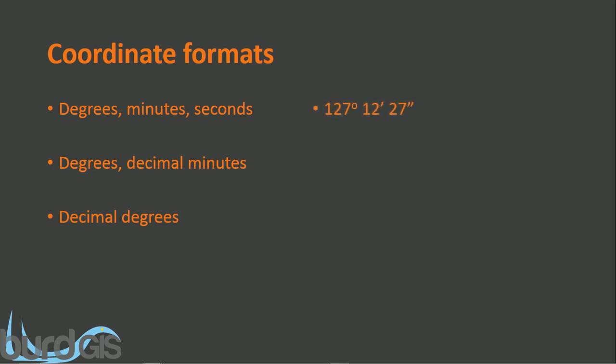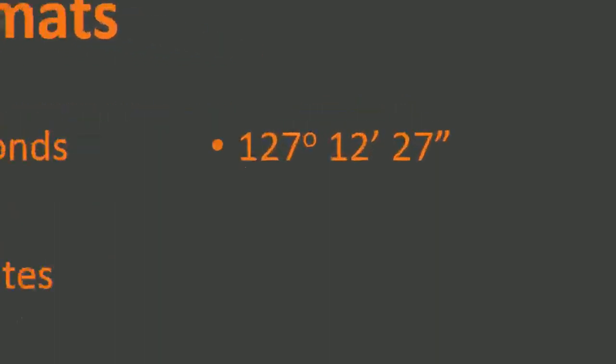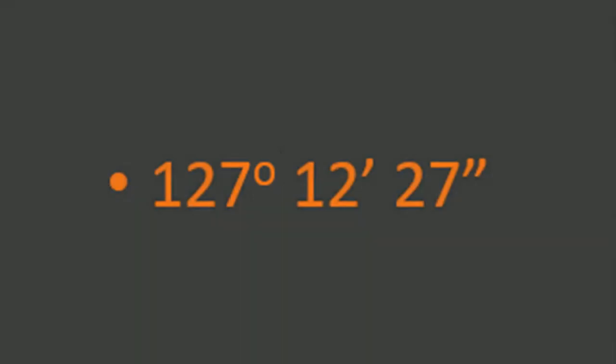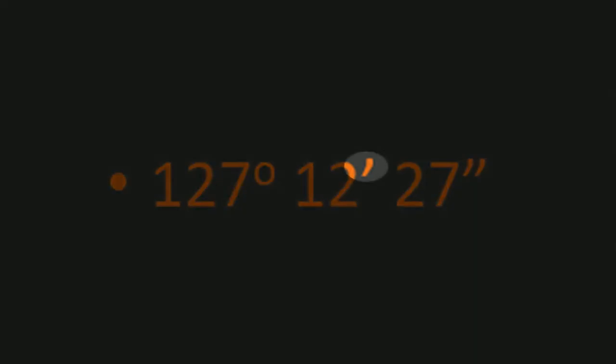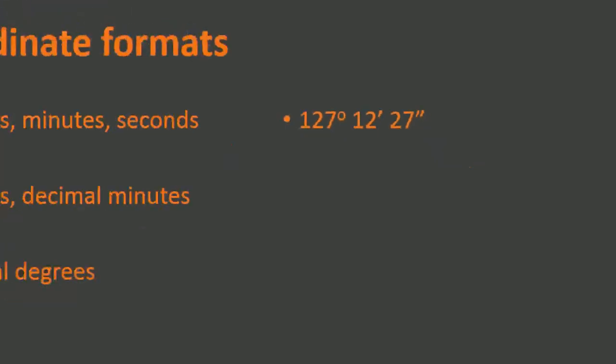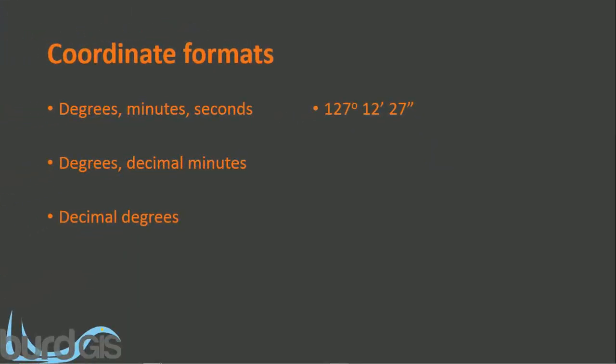Here we go. I've just got an arbitrary coordinate here. We've got 127 degrees. That little symbol there is the degree symbol. Then we've got 12 with a dash. The dash is for minutes, and 27 with a double dash is for seconds. So minutes and seconds, we're all pretty familiar with those. We know how many seconds are in a minute, I hope, which is 60. And there are also 60 minutes in a degree.